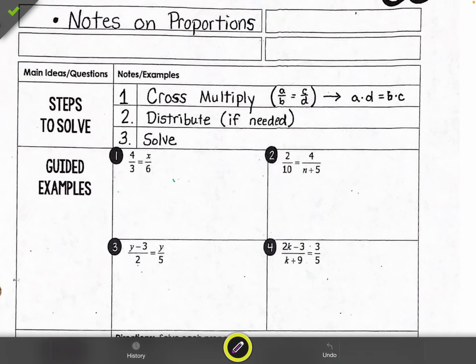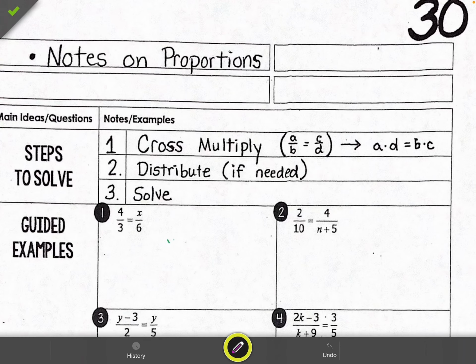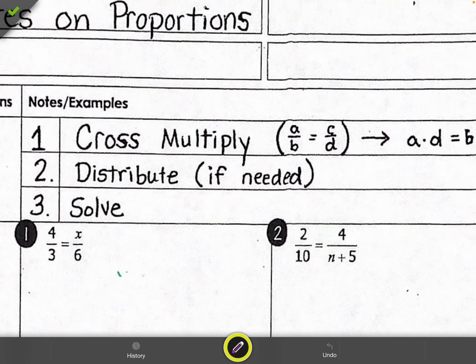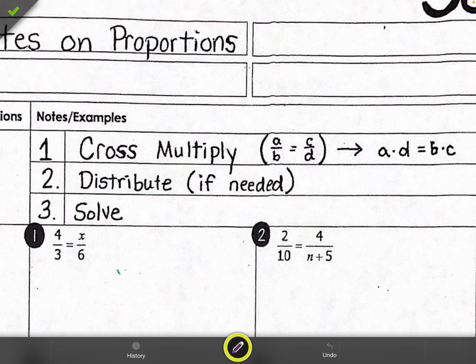All right, so today we're going to talk about solving proportions, and it's just a different type of equation, and it has one extra step, and then we'd solve them like we have been solving equations this week. So if you look at the top of your notes today, there are 3 steps, and the new step that is added today is step number 1.